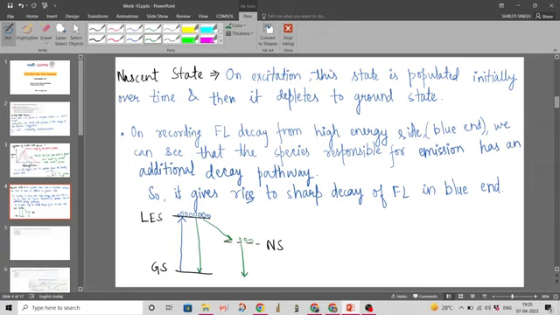So this state is the state of the blue end. This is the blue end because it has larger energy, and this one is the red end. So when the decay is calculated at this wavelength, it will have a slower decay than this one. So how?